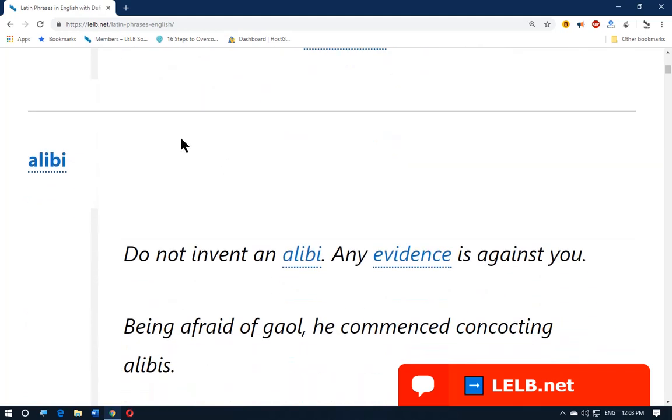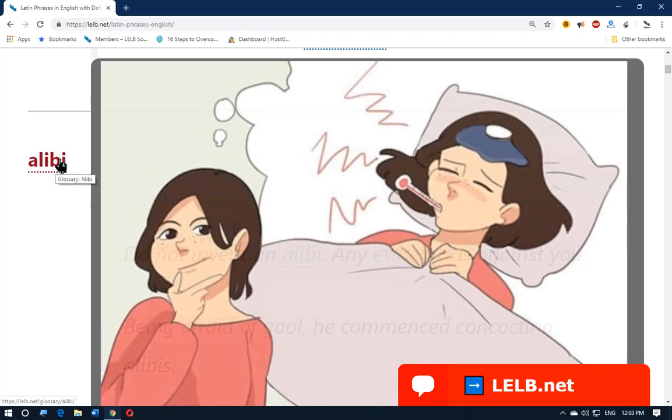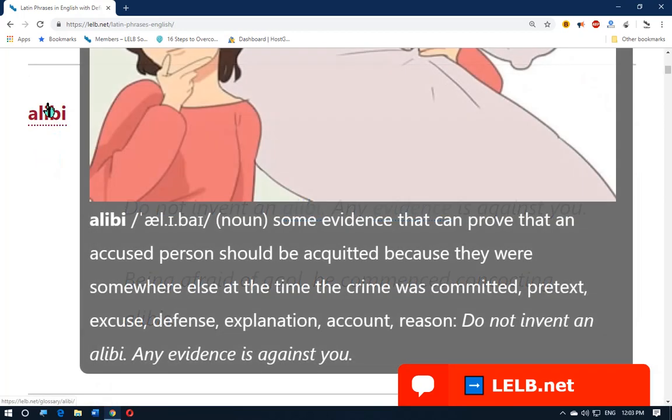What about the second one? Alibi. Alibi means some evidence that can prove that an accused person should be acquitted or exonerated or set free because they were somewhere else at the time the crime was committed. Pretext, excuse, defense, explanation, account, reason.